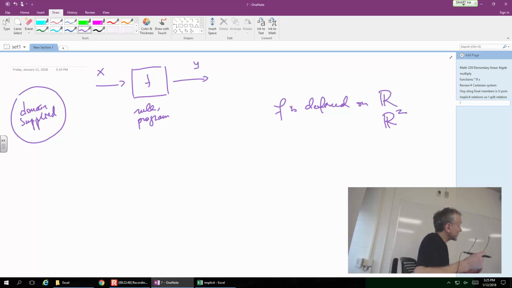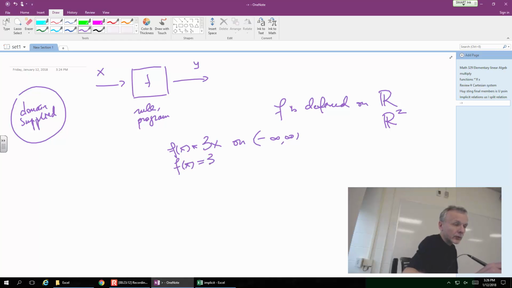If we want to restrict the domain, then we do so. Then the function will be different. So the function defined on the real line and the same exact function defined on an interval, say 0, 1, are 2 different functions. So once again, f of x equal to 3x on negative infinity to infinity, or f of x equal to 3x on 0, 1, these are different.